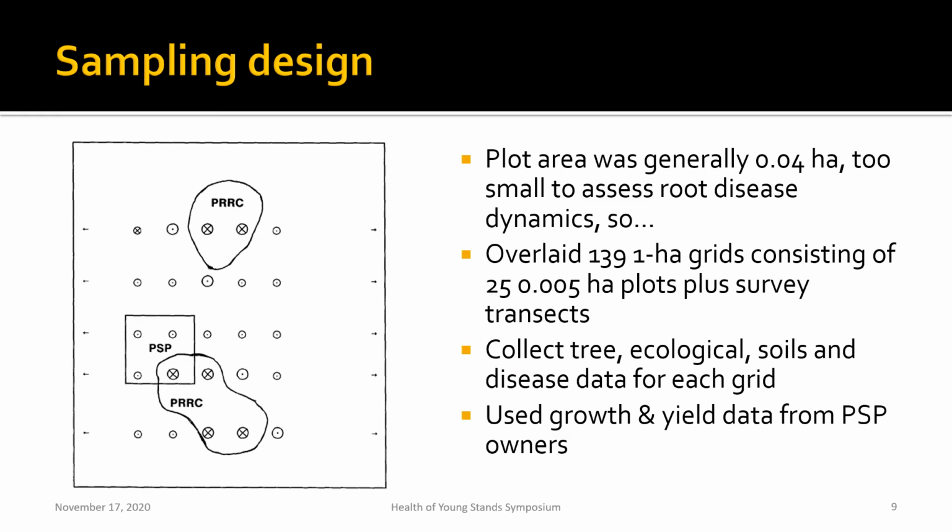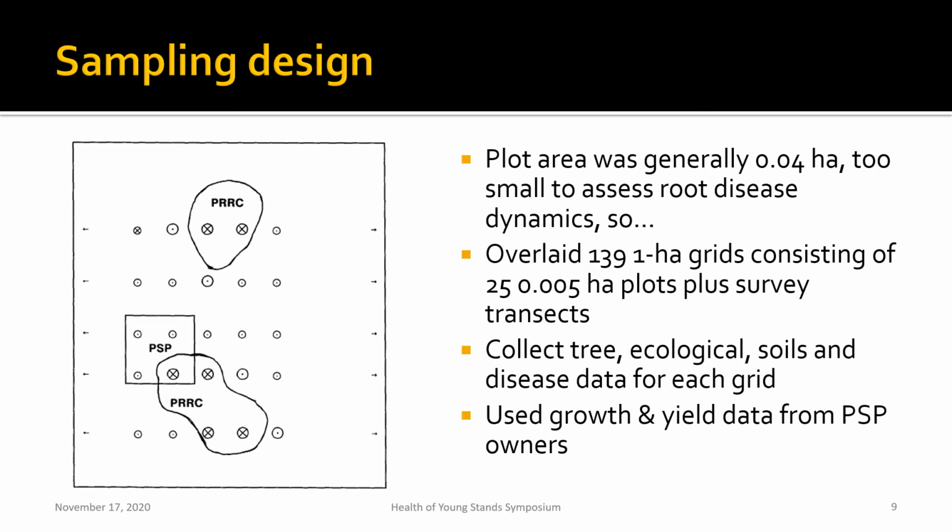Generally, growth and yield sample plots are too small to assess root disease dynamics very well because you're not going to get a lot of neighbors close by and you obviously can't tell what's happening outside the plot. So Jeff solved that issue by overlaying 139 1-hectare grids over where these permanent sample plots were placed. Each of these grids consisted of 25 50-meter square survey plots laid out on that grid. These survey plots are equivalent to roughly the 3.99 meter radius silviculture plots that we use today.